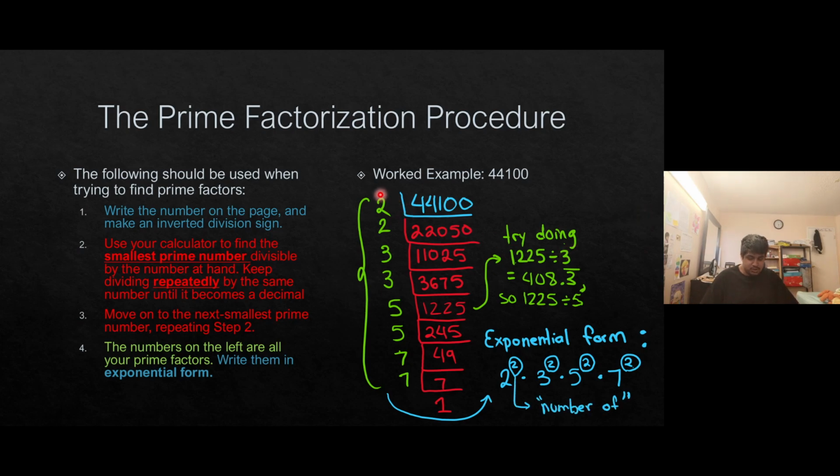of. So if there's 2 2's, you put a 2 with the 2. If there were 3 of these, if there were 3 3's, we would put 3 to the power of 3 here instead of 3 squared. So that's what this exponential form is doing.